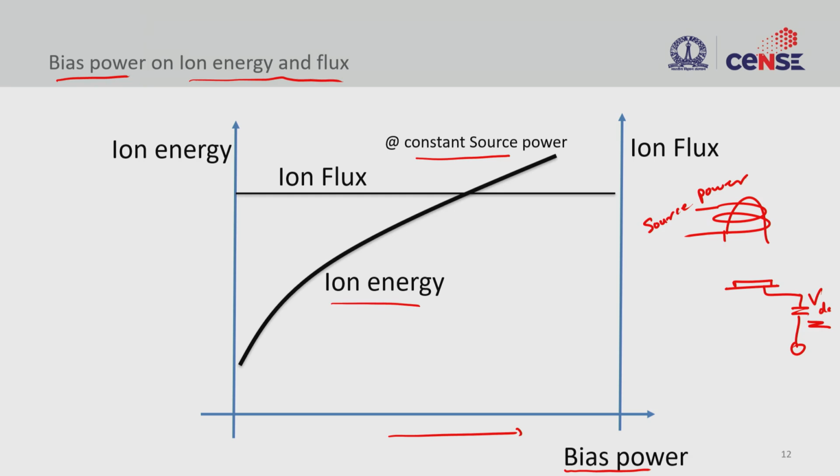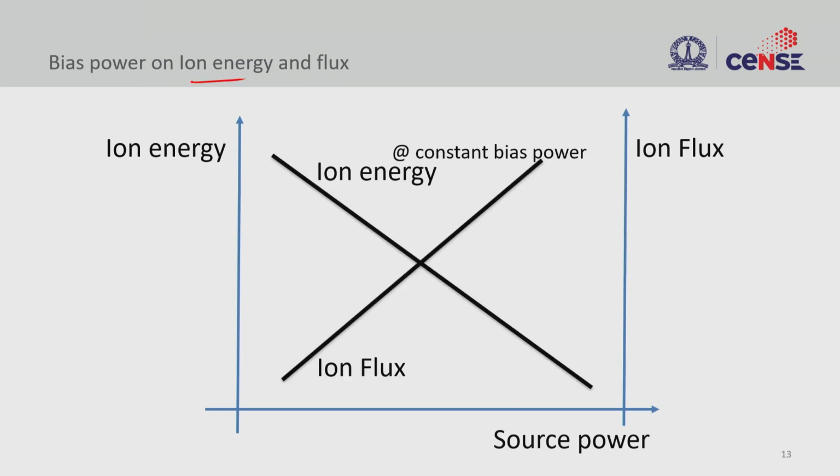Okay, but then ion flux, right? So ion flux will not see any difference, because the ion flux depends on your source. You cannot create more number of ions by changing your bias power. Your bias power will only affect the energy of the ions that are coming in. The flux depends on the available ions in the plasma, and that is controlled by source power. So since we kept the source power constant, your ion flux will remain constant. Okay, so that is something that we should understand.